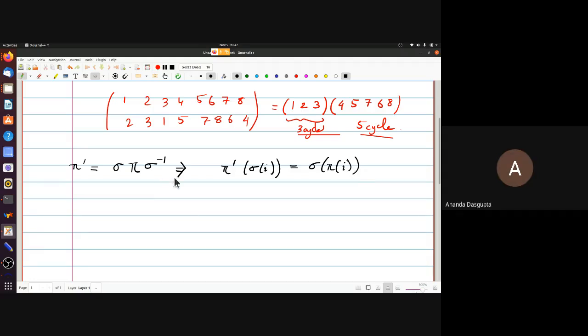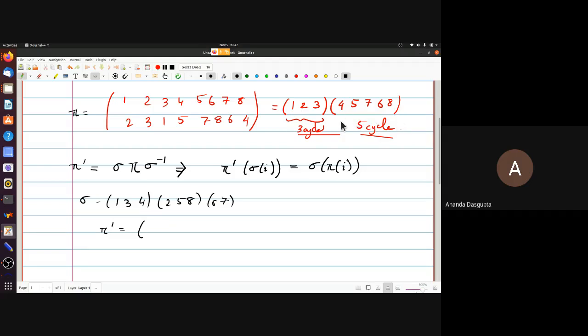So pretty straightforward. Okay, let's take this particular permutation. If this is pi, and let's just take some other permutation, say sigma is 1, 3, 4, 2, 5, 8, 6, 7. Then what happens? What is pi prime? Pi prime essentially, pi is 1, 2, 3. This is the cycle. Then 4, 5, 7, 6, 8.